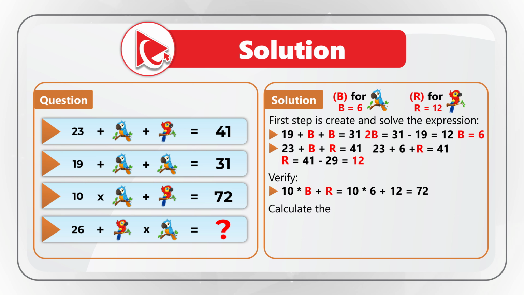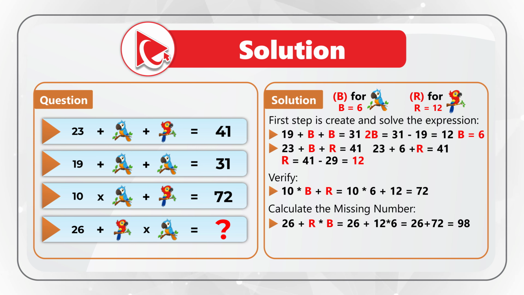Now it's time to calculate the missing number. 26 plus red parrot multiplied by blue parrot equals 26 plus 12 multiplied by 6 equals 26 plus 72 equals 98. So the correct answer is choice C, 98. Hopefully you've nailed this question on your own and now know how to solve similar problems on the test.